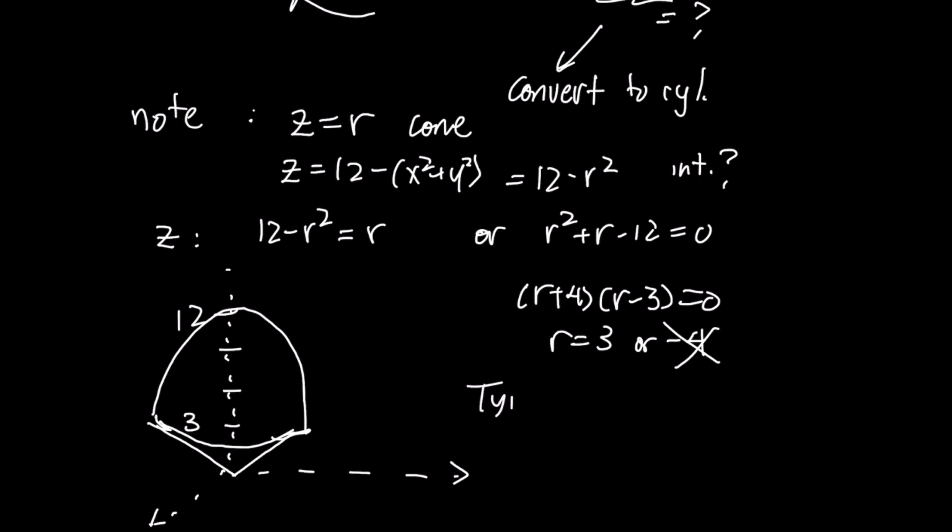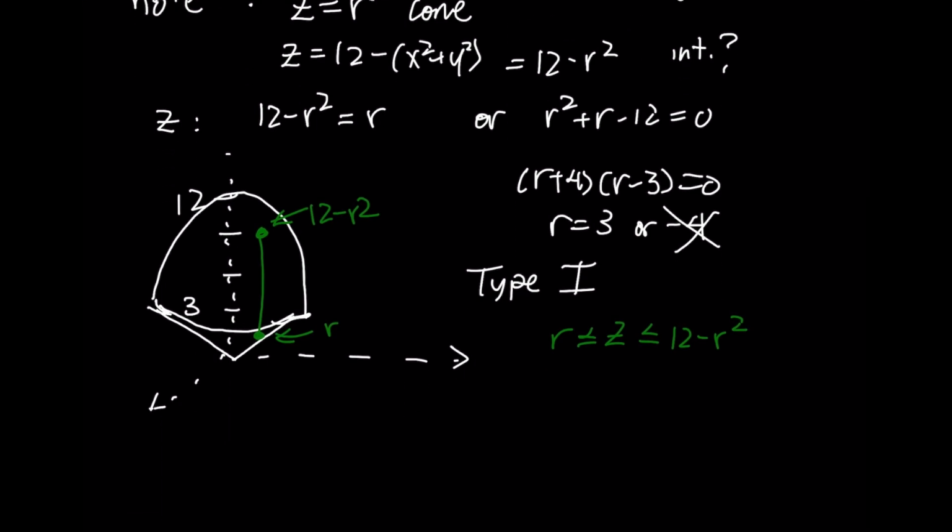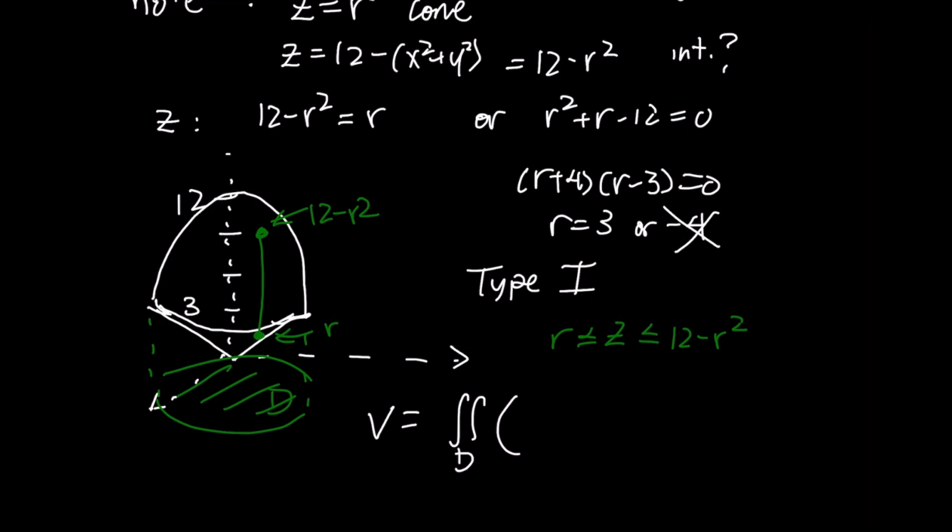Now, this is most easily described as a type 1. We are going to integrate first parallel to the z direction. So this will give us a 12 minus r squared, whereas this will give us an r. So z will be trapped between those two values. What we then need to do is project this down onto the xy plane. So this will be our region D. So the volume of this region will then be a double integral over D, an integral from r to 12 minus r squared, dz, and then we'll have this dA.